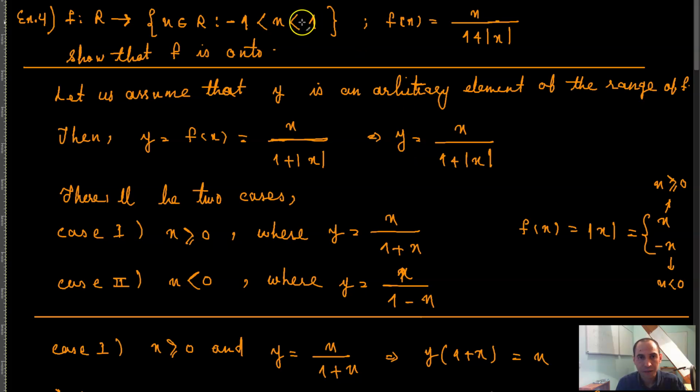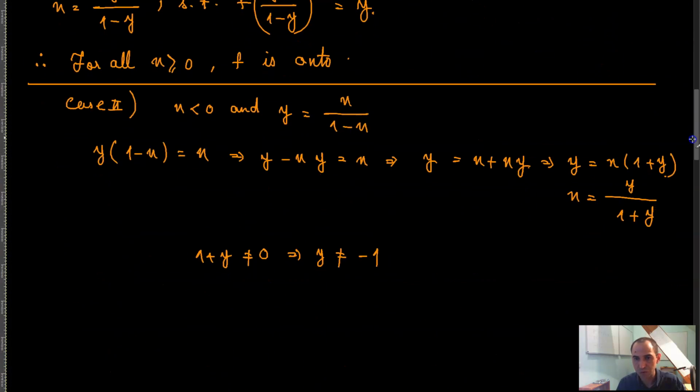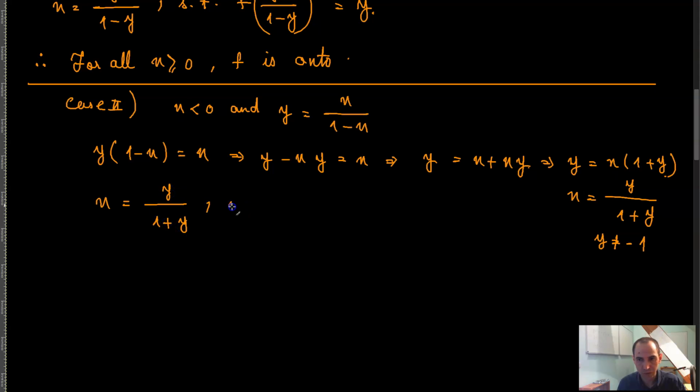So since x over here is greater than negative 1, and it's not equal to negative 1, therefore it's not a problem that y is not equal to negative 1. So I just write it over here, but it's just not a problem. Now again, based on this, over here x is equal to y over 1 plus y, where y is not equal to negative 1, right?